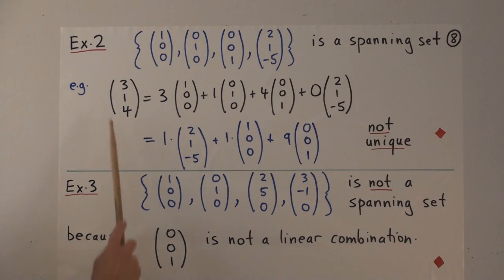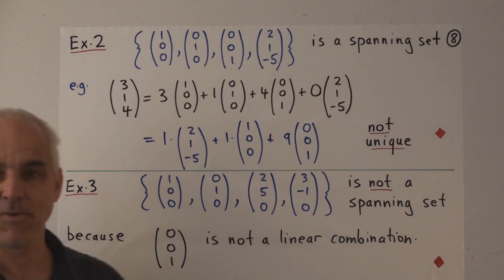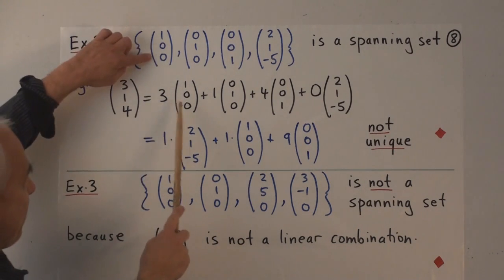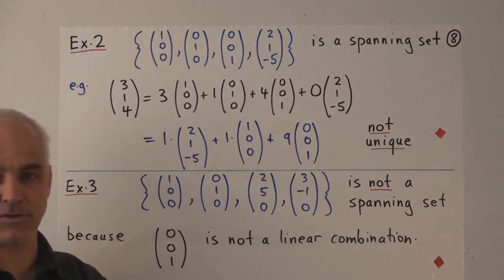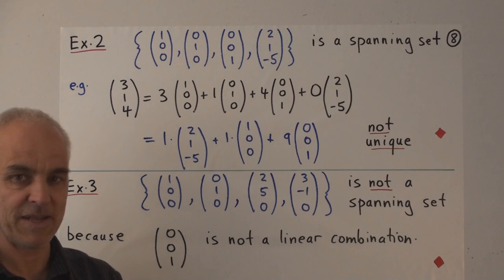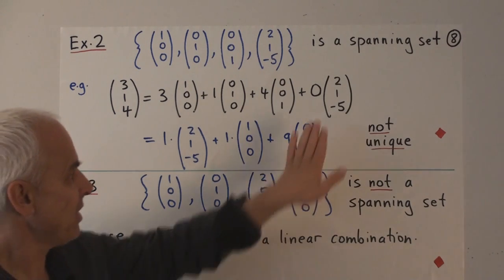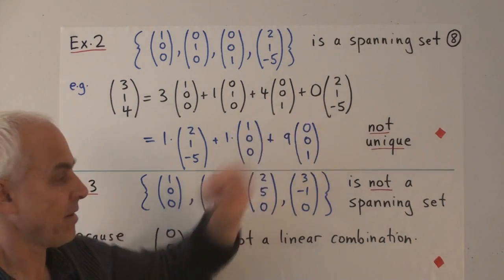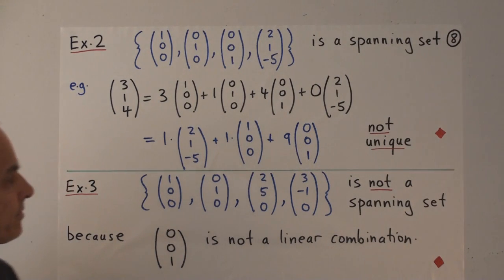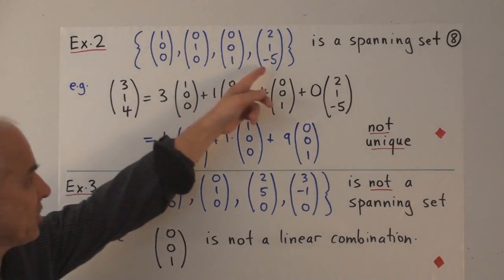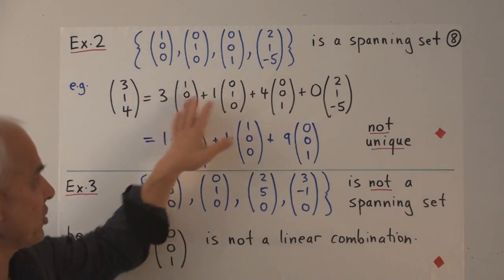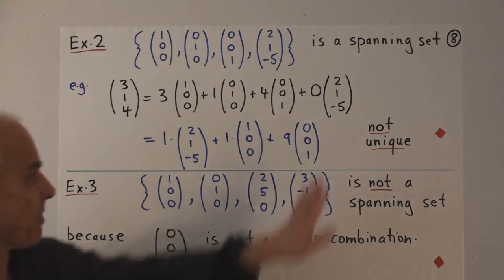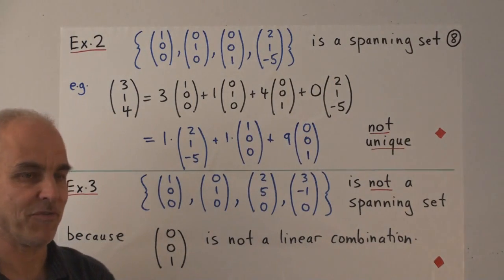For example, the vector 3, 1, 4 can be written as 3 times this vector, plus 1 times this vector, plus 4 times this vector, plus 0 times that vector. We're just basically using the idea from the previous example and disregarding this vector by giving it coefficient 0. So this vector can certainly be written as a linear combination of those, and pretty obviously any vector can be written in the same way as a linear combination of those four vectors, just by ignoring this one and applying the argument of the previous example.